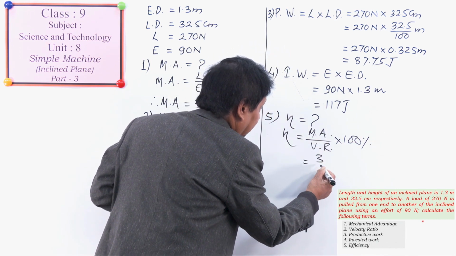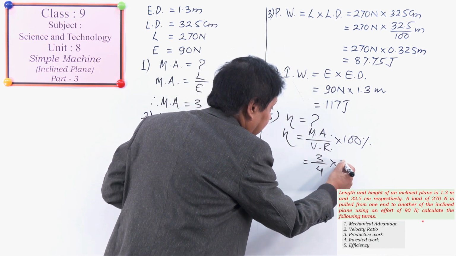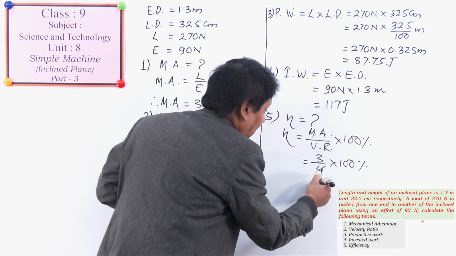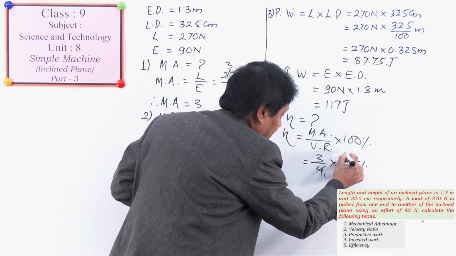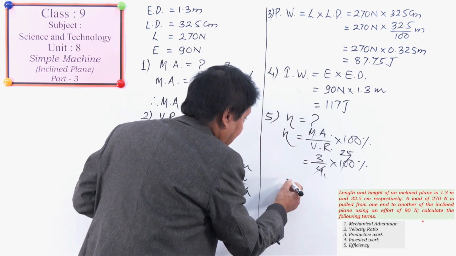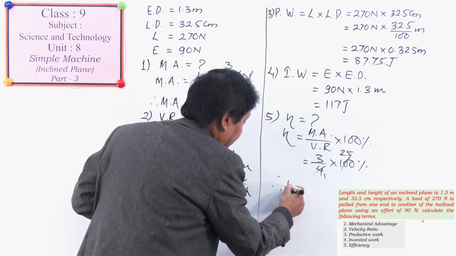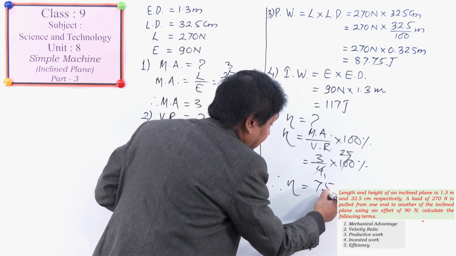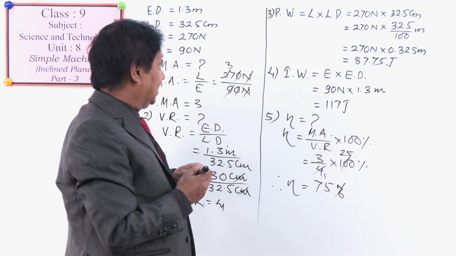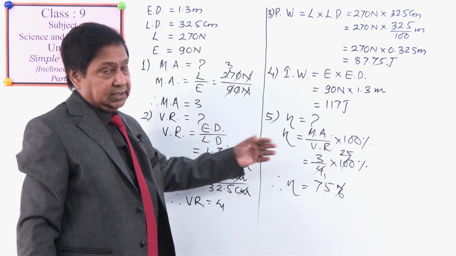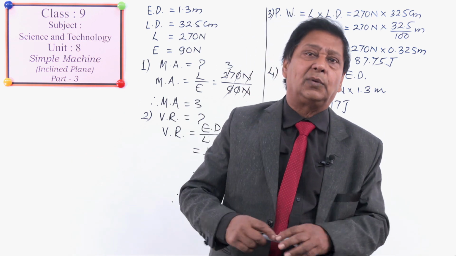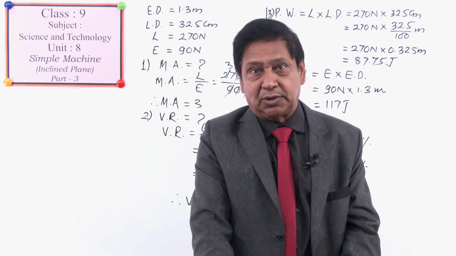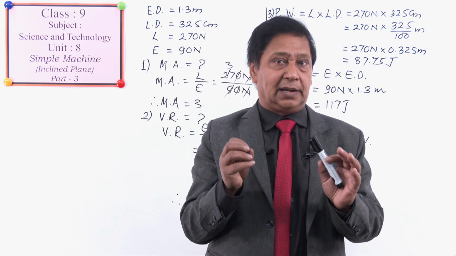MA is found 3, VR is found 4, into 100%. 4 1s are 4, 4 2s are 8, 4 5s are 25, 3s are 75%. This is the final answer of this efficiency. Now this way we can calculate the efficiency also. I did one numerical problem.